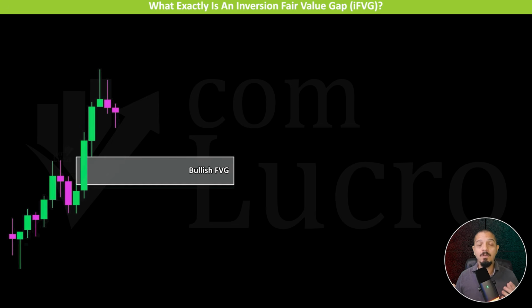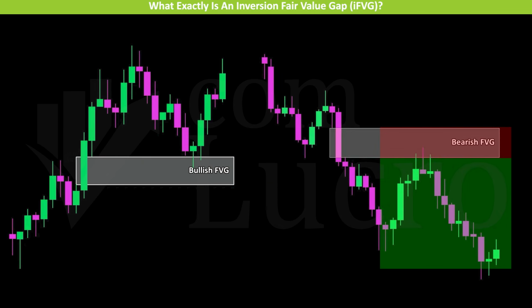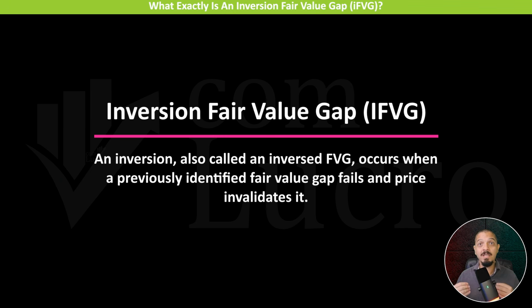When marking this manually on your chart, traders often highlight this area as a potential demand zone to look for long opportunities. The same logic applies in the bearish case. When price revisits a bearish fair value gap, traders anticipate a reaction and manually treat that area as a supply zone. So what exactly is an inversion fair value gap?